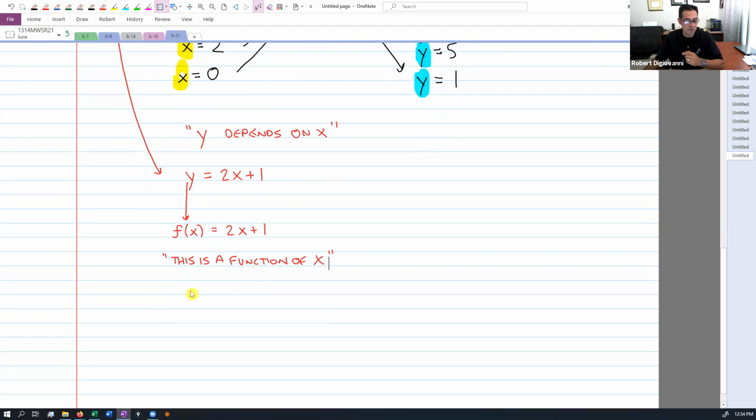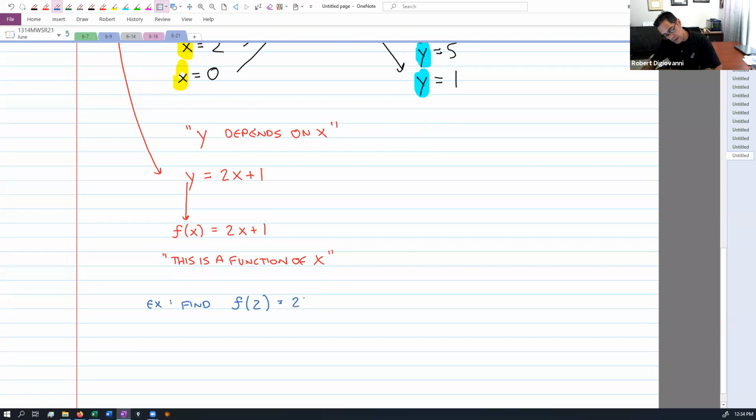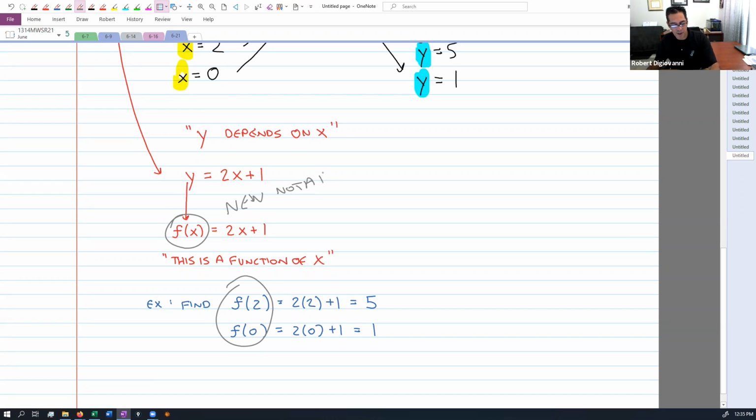And the good thing about this notation is that now, specifically, I can give you examples where I say find f of 2. So what would f of 2 be? We already did this. 2 goes through and spits out 5, right? So that means you replace the x with 2, and the answer should be 5. So 2 goes in, 5 comes out. I could do f of zero. So now zero goes in, one comes out. And so this is a new notation. That's all this is, just another way of writing something.